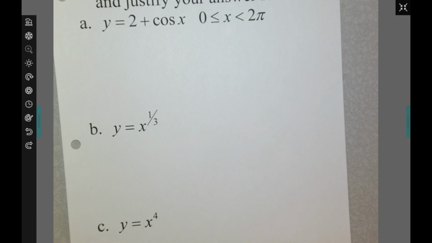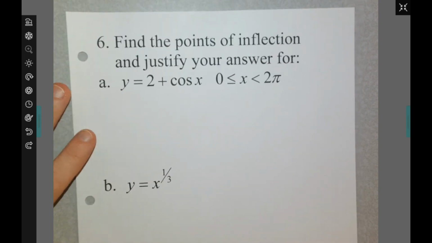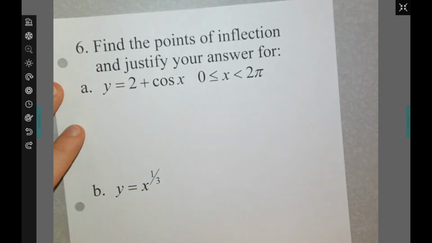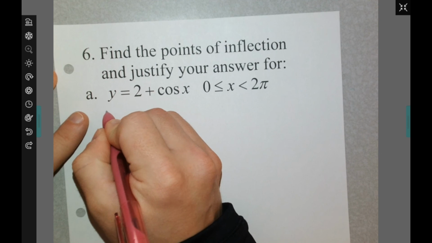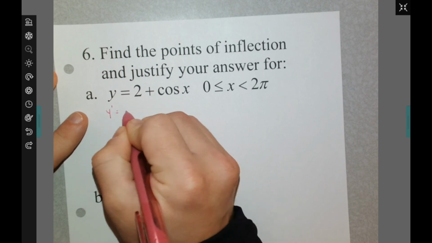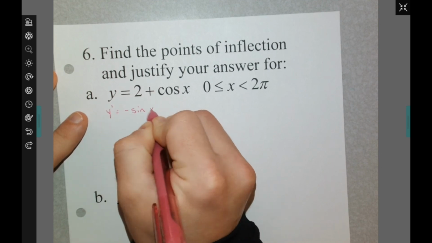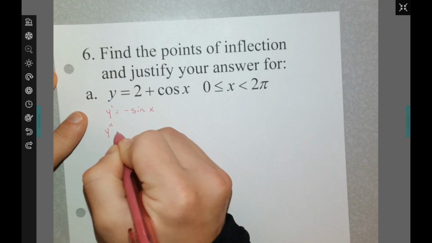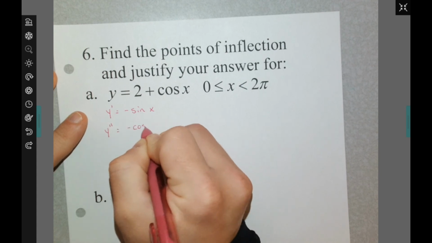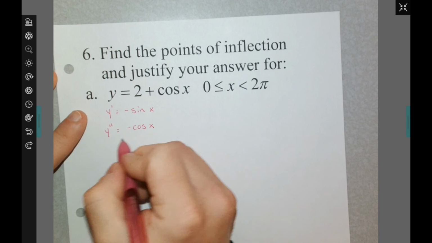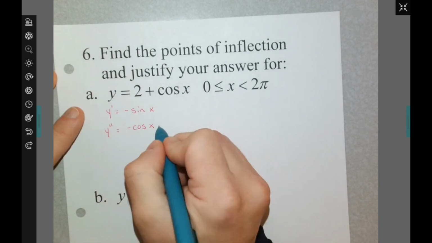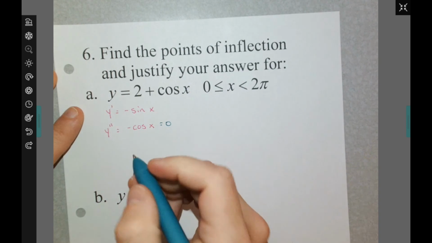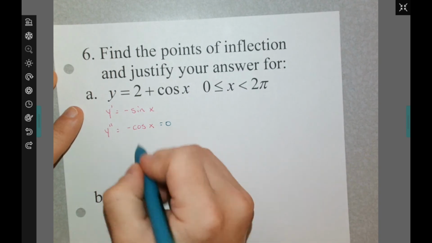So example 6, we look at a bunch of different ones. On these, they all give me the original function. We want to go ahead and find second derivatives. So for this one, my first derivative would be negative sine x. Second derivative, negative cosine x. We go ahead and set that equal to 0, and we solve it.